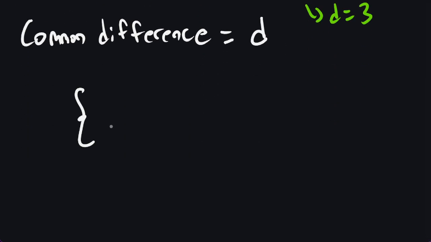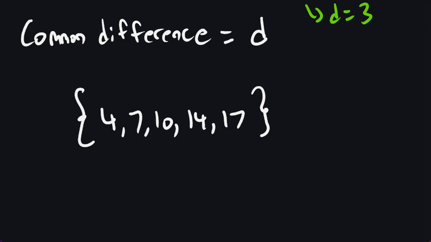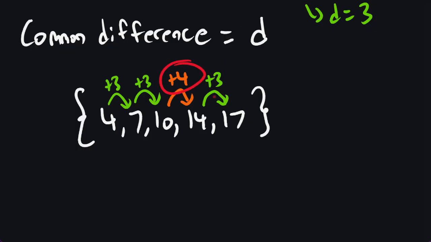And then let's actually go through a slightly different example: 4, 7, 10, 14, and 17. So is this an arithmetic sequence right here? Well, 4 to 7 is plus 3. 7 to 10 is plus 3. 14 to 17 is plus 3, but 10 to 14 is plus 4. So we have this plus 4 right here. So plus 3 is not the common difference.